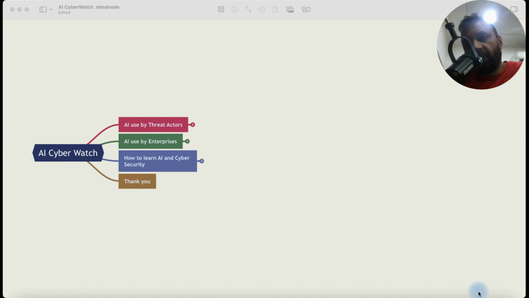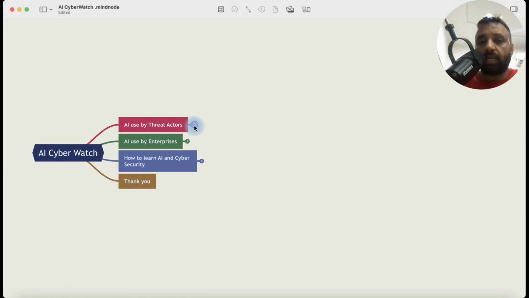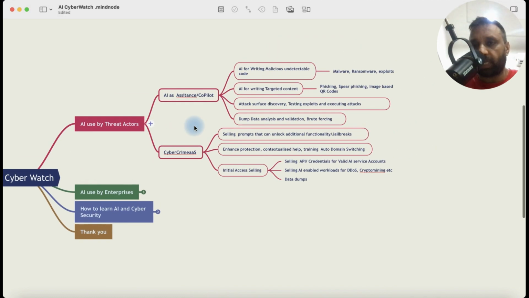So, as I said, in the framework that I've created, there are two things where I'm categorizing everything that's coming together related to cybersecurity and AI. The first one is the AI usage by threat actors or adversaries. The second would be AI usage by enterprises, and cybersecurity use cases would revolve around these two categories majorly. Okay, so in the AI usage by threat actors, what I'm tracking is essentially two use cases. One is use of AI as assistants or co-pilot. The second thing is use of AI in the cybercrime as a service.